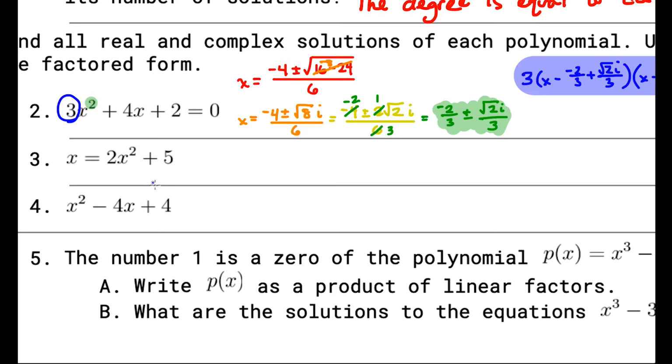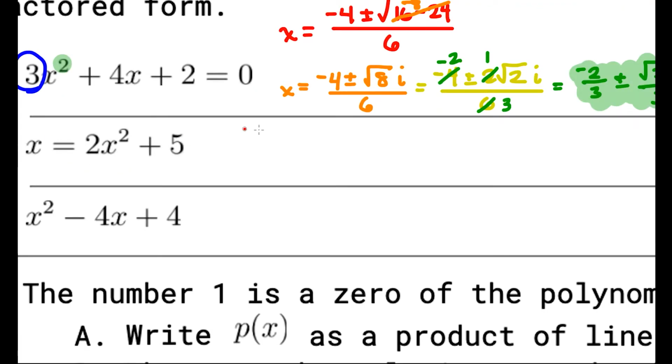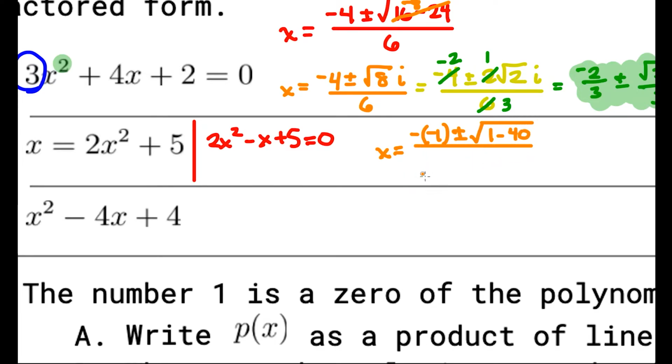All right, this next one, I have to write it in standard form before simplifying it, so I'm going to do that first. Okay, now that it's in standard form, I can use quadratic formula for it. So it's going to be x is equal to negative 1, which is just going to be positive 1, plus or minus the square root of b squared, which is 1, minus 4ac, which is 40. And we're going to divide all of this by 2a, which is 4.